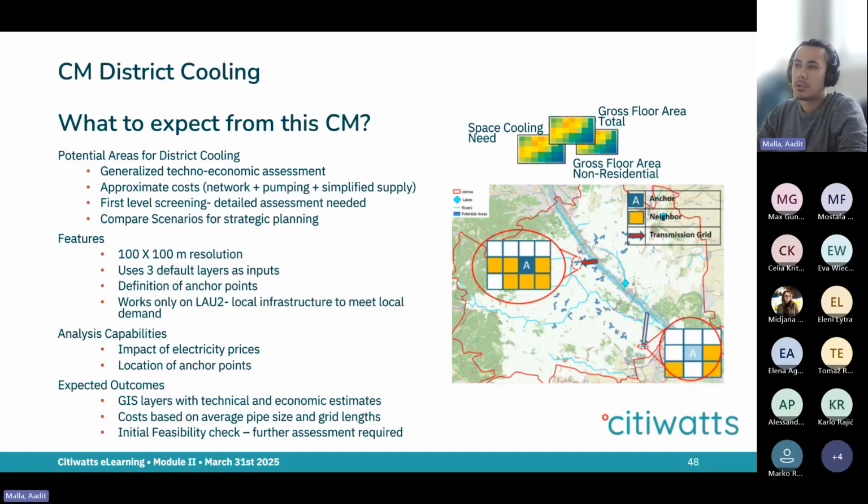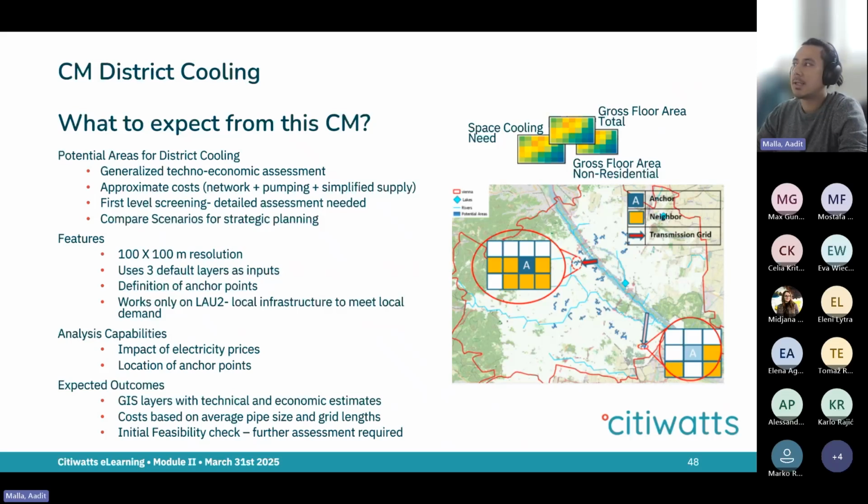With regards to the features, the calculation module works on a 100 by 100 meter resolution, so on a pixel level, where it calculates cells where district cooling could be feasible. For input layers from the default layers available in the CitiWatts platform, it makes use of 3 different input layers: the space cooling need, the gross floor area total, and gross floor area non-residential. I'll come back to that.